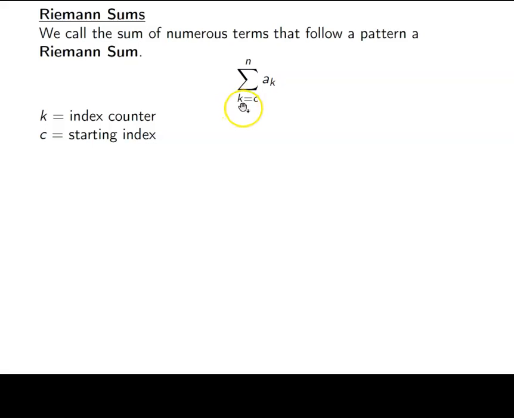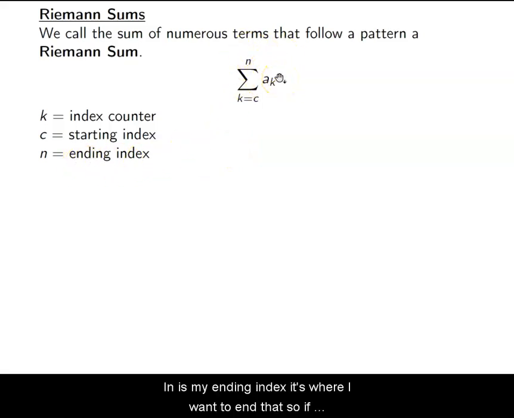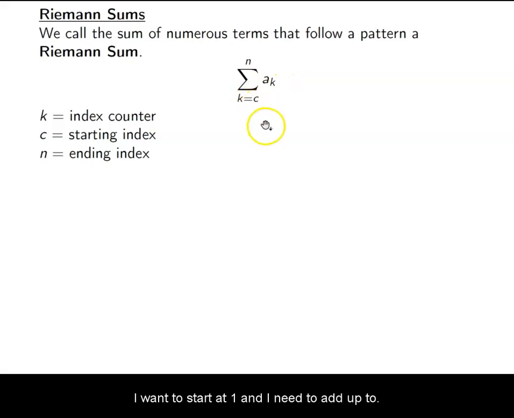K is your counter. C is the number that you start at. K goes up by 1 each time. So if C is 1, I then go 1, 2, 3, 4, 5, 6 for K. K counts up by 1 each time. N is my ending index. It's where I want to end at. So if I want to start at 1 and I need to add up to a fifth term, C will be 1, N will be 5, and K will count starting at 1 and end at 5. It'll go 1, 2, 3, 4, 5.